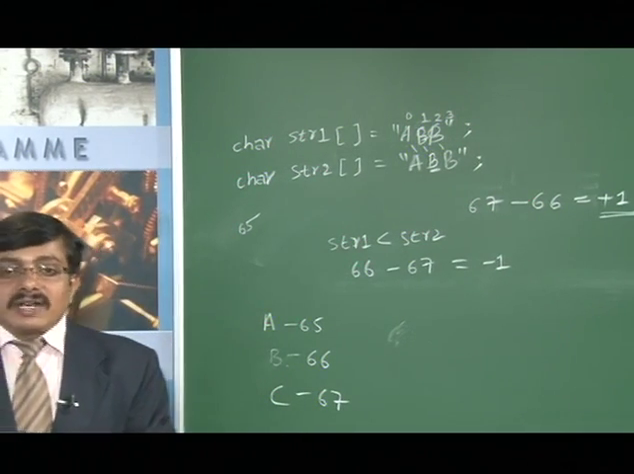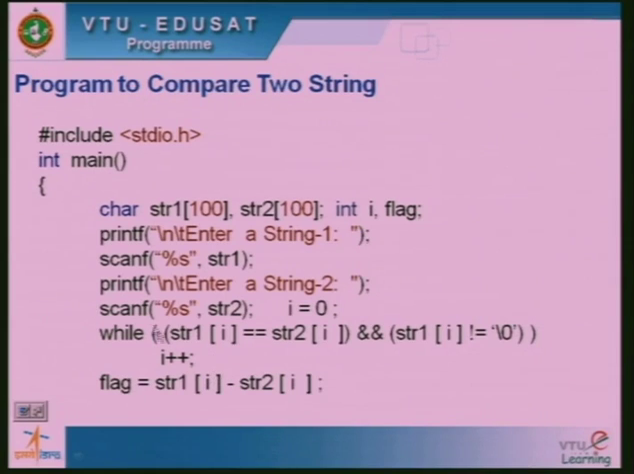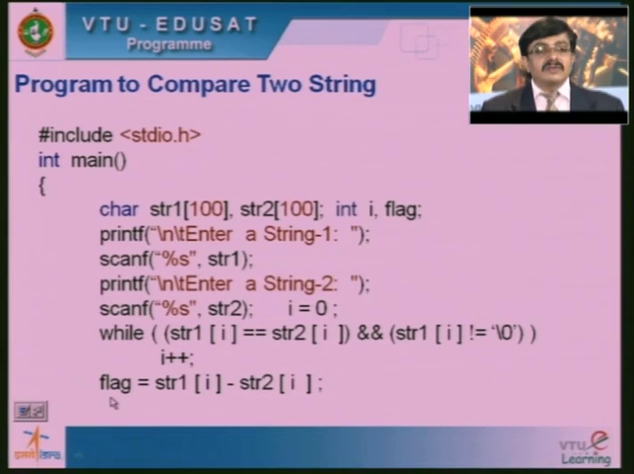So when I has become 3, str1 of 3 is a null character. It is equal to str2 of 3 also, because I have taken the same string there. So now it is equal. Now I check the condition, str1 of 3 not equal to null character. Here it is equal to null character, so I come out of the while loop. When I come out of the while loop, I is not incremented. Make a note. Now str1 of 3 minus str2 of 3, that is 0 minus 0, is 0, the value of flag.